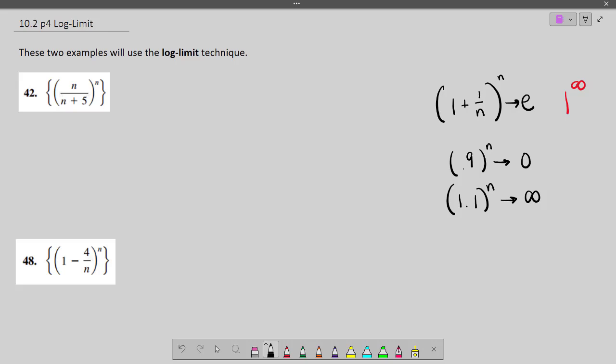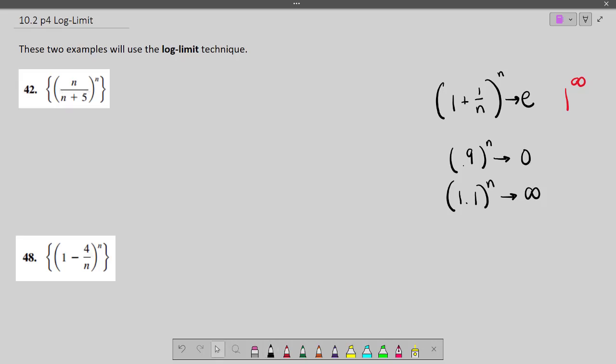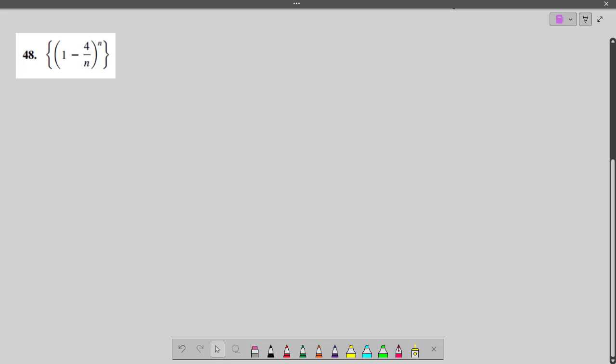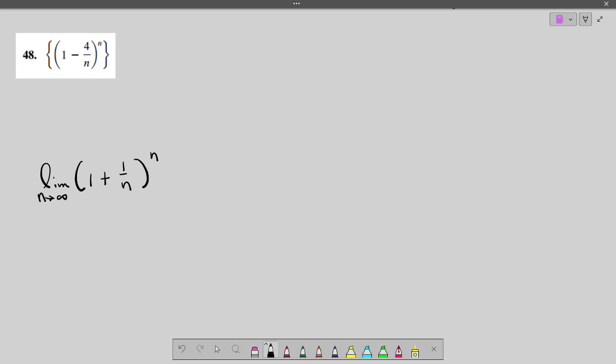So let's do that one first, actually. Let's come to the bottom of this page and do that one just because it's such a classic. So we want the limit as n goes to infinity of 1 plus 1 over n to the n. And let's just show that that's going to be E.